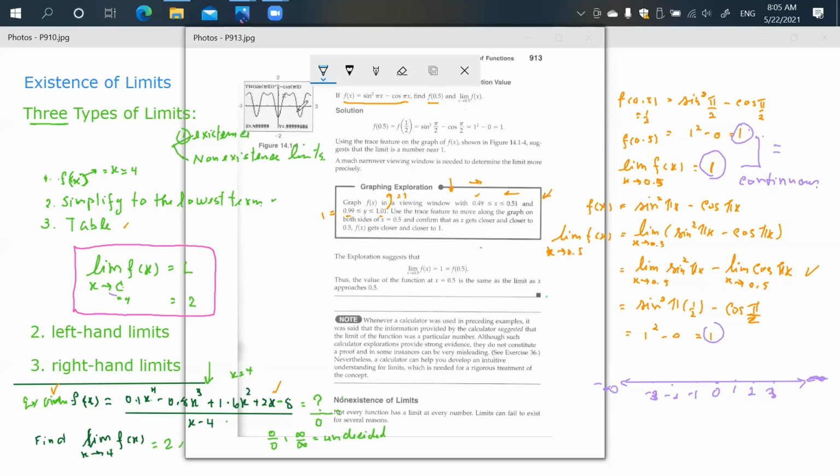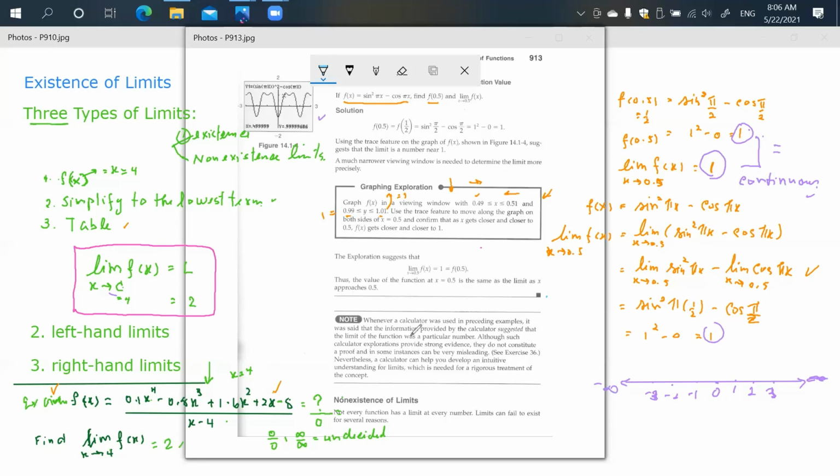And then you can see the graph on the left-hand side here. The graph keeps moving, because this one is a little bit hard to plot by hand, so they use the TI, Texas Instruments calculator, to plot the graph. So you see the graph keeps continuing, right? No open dot, no empty dot. The line keeps continuing, no space. So then we say it's continuous.